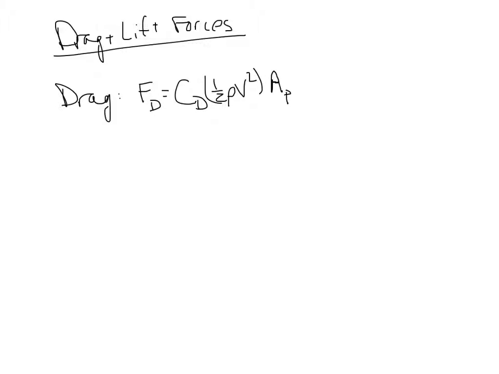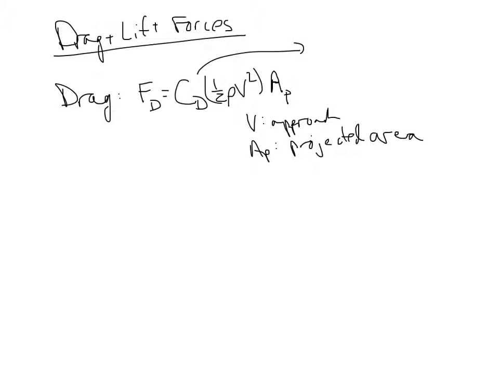AP in this case, so V is the approach velocity, and AP is the projected area. And then CD is a function of Reynolds number and the characteristics of the object.